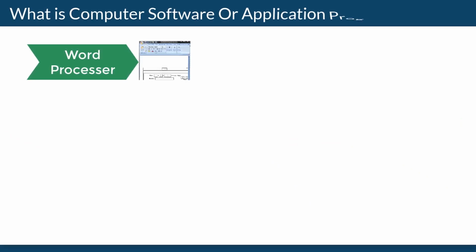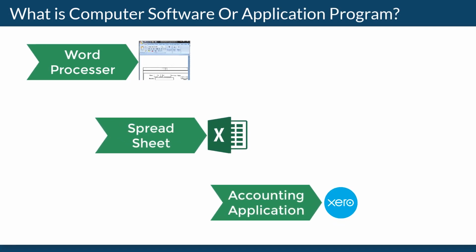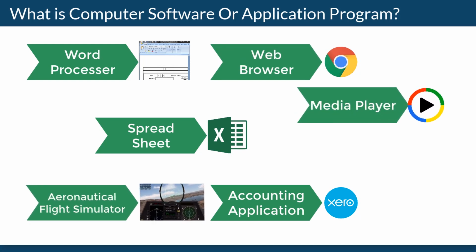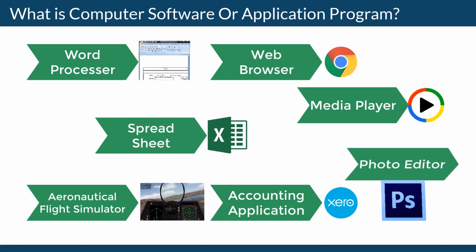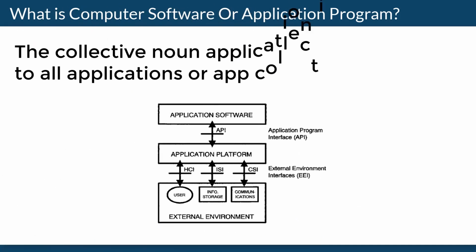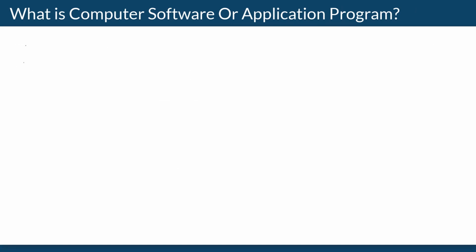Examples of an application include a word processor, a spreadsheet, an accounting application, a web browser, a media player, an aeronautical flight simulator, a console game, or a photo editor. The collective noun application software refers to all applications or apps collectively.